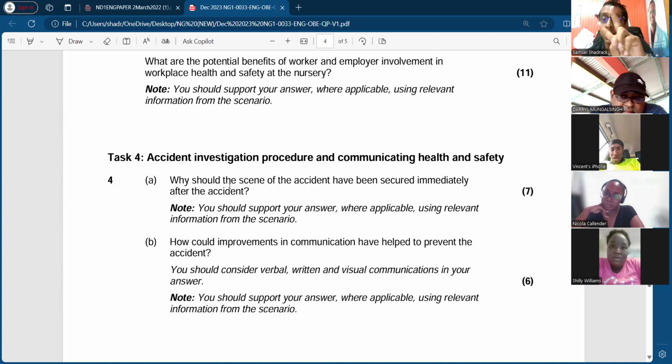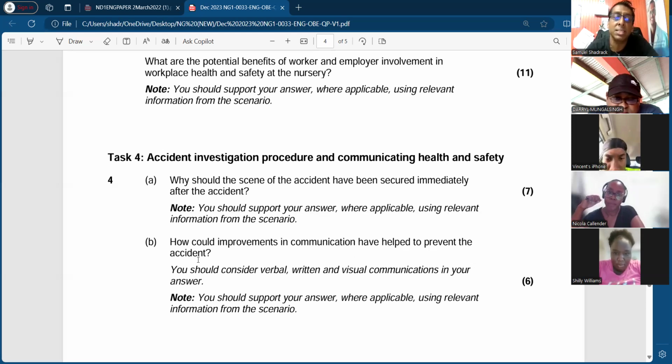Very good. Remember, that's 2 answers, so each one is a point, right? Google the thing and then tie it back to the case scenario. If somebody said tampering or further accident, you go to the case study and find the line. How could improvements in communication have helped to prevent the accident?